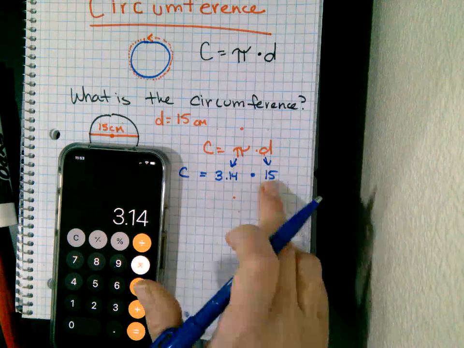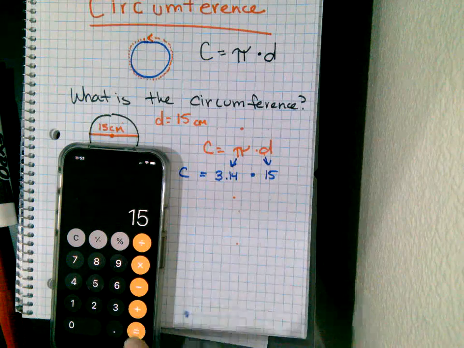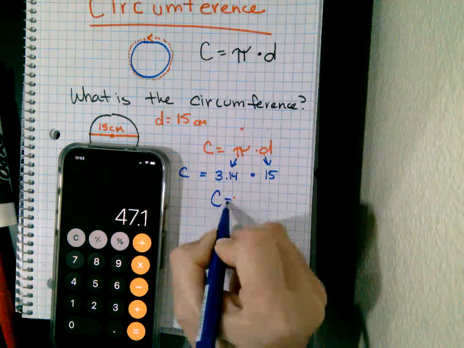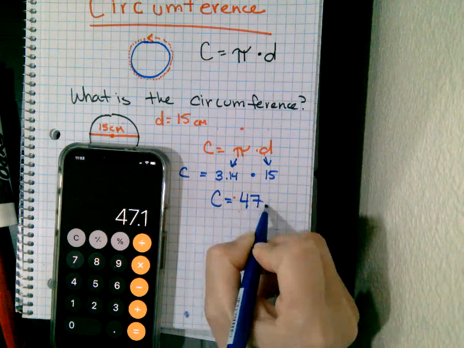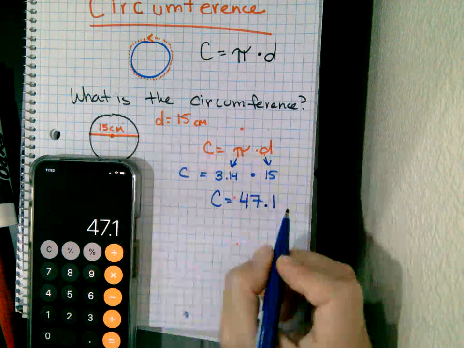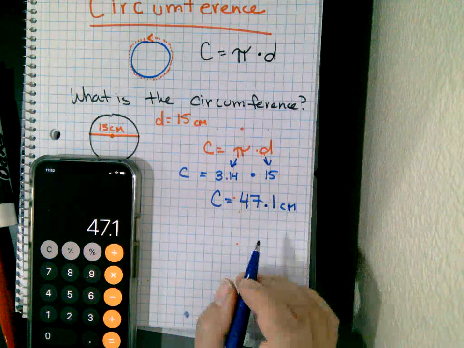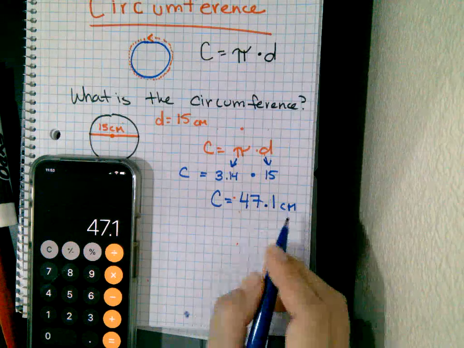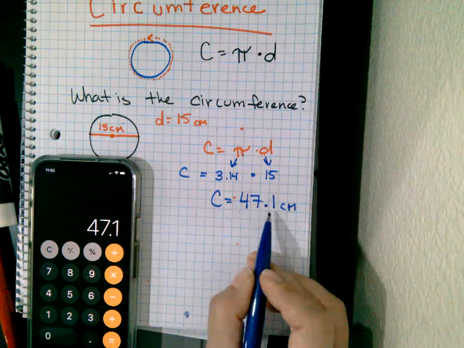3.14 times 15 equals... So circumference is equal to 47.1 centimeters. Not centimeters squared because it's technically perimeter, so we don't square it. So that's our answer, 47.1.